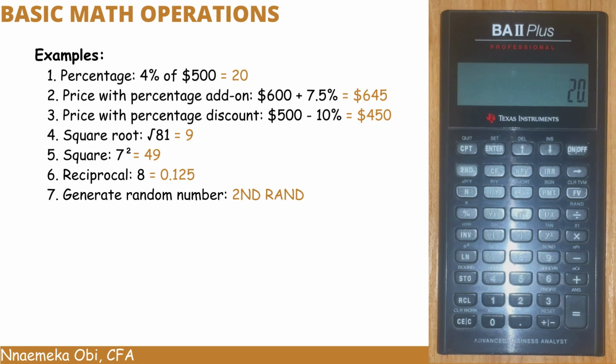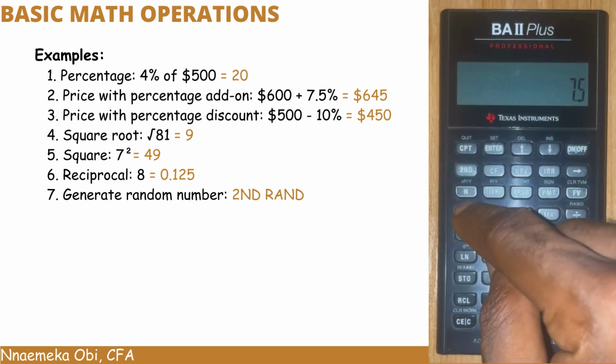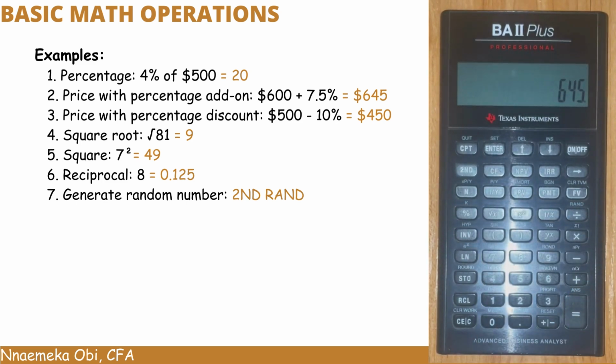Now, example 2 involves price with percentage add-on. Let's say you bought an item and there is 7.5% VAT on the item. If you want to calculate the total price you are going to pay for that item, we are going to press 600, plus, we press 7.5%, equal to. So that gives us a total price of $645.